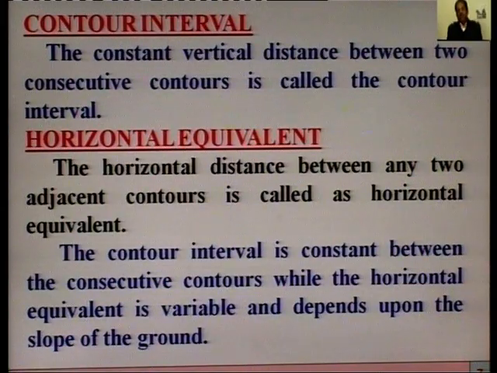So, there is again a very important definition. What is contour interval? The constant vertical distance, please note it, contour interval is constant. The constant vertical distance between two consecutive contours, that is one after the other contour, is called the contour interval. So, contour interval is constant.